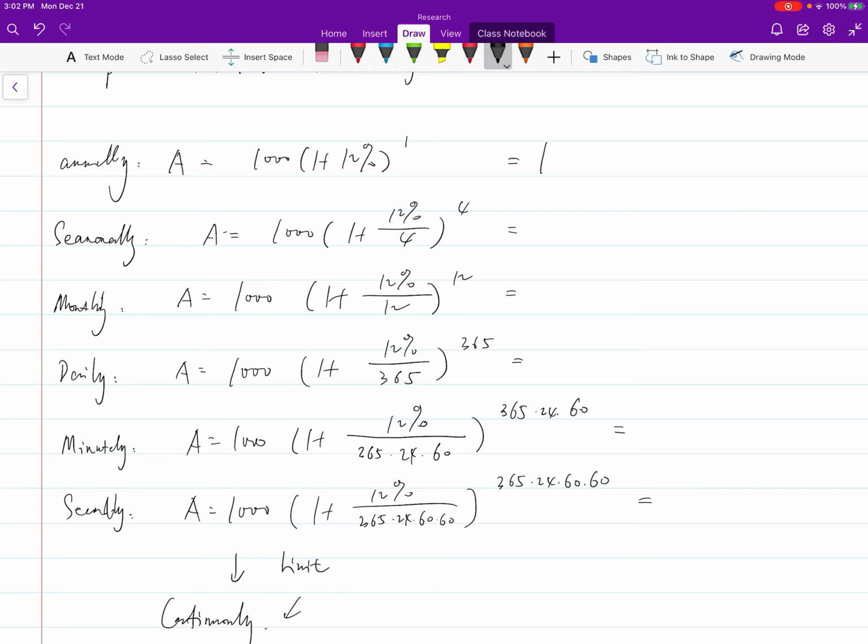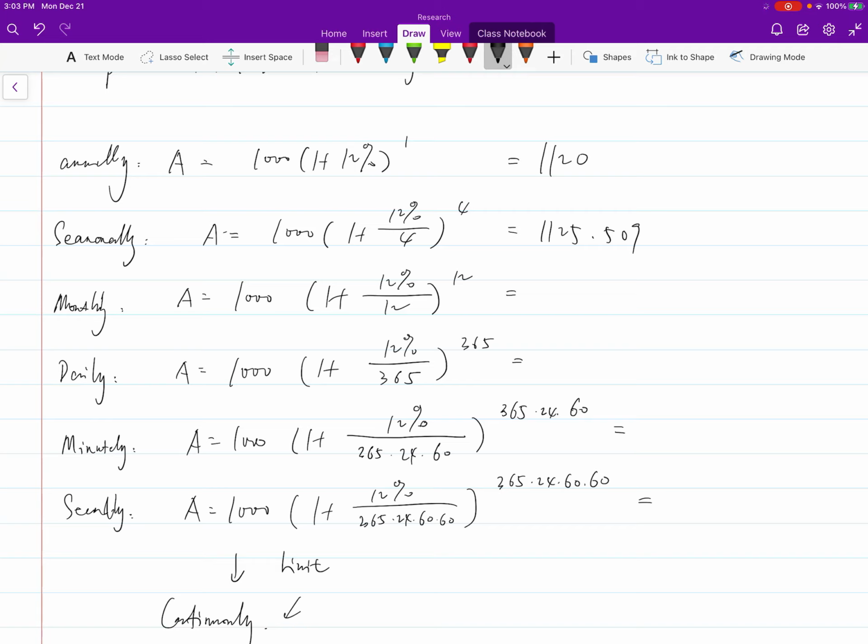This is 1,000. Very easy to do. This, let's take a calculator. 1,000 times 1.03 to the 4. This gives you 1125. Let's keep it decimal. .501. It's 509. You earn $5 more by doing it seasonally compared to annually.